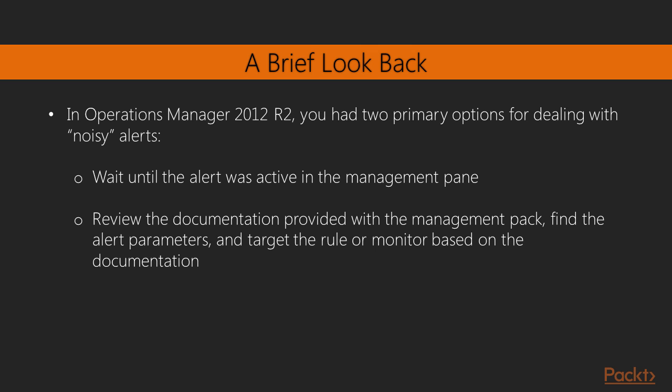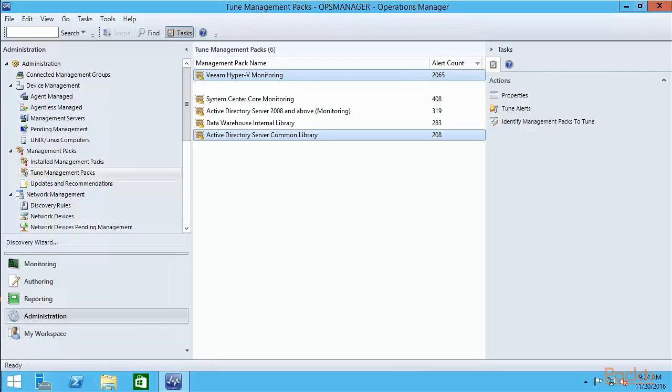The second thing you could do is review the documentation provided with the management pack, which everyone should read, all the documentation that comes with every management pack. However, you would have to look in there, find the alert parameters that you're seeing, look at the target of the rule or the monitor that's in the documentation, and under the authoring pane, go find that rule, that monitor, and create an override at that place. Again, both methods were effective, but very time-consuming and a little bit cumbersome.